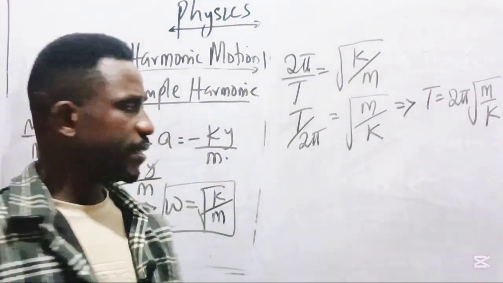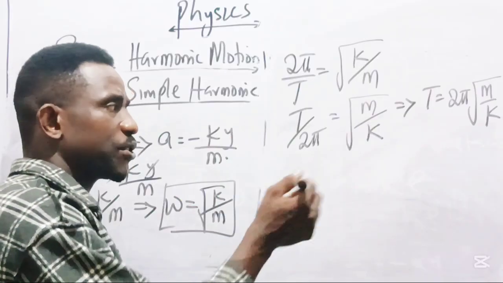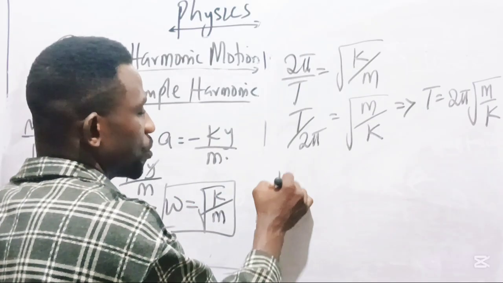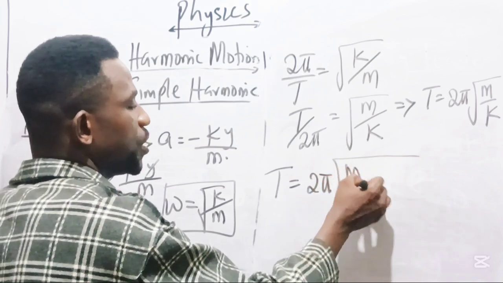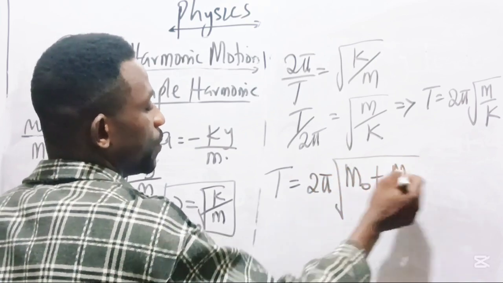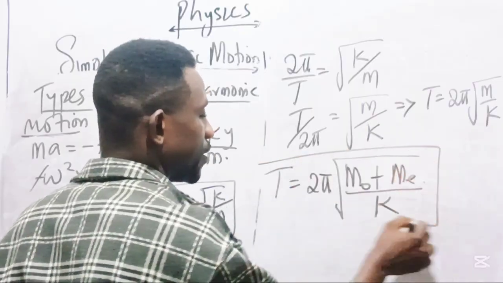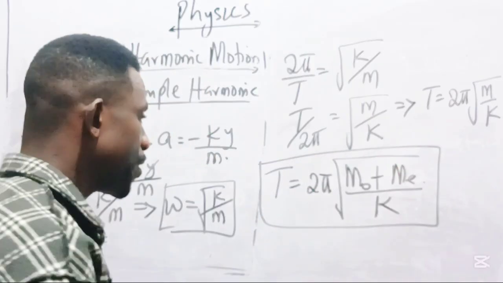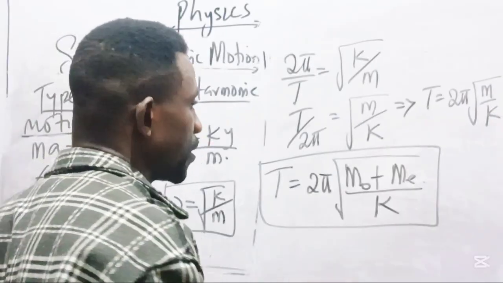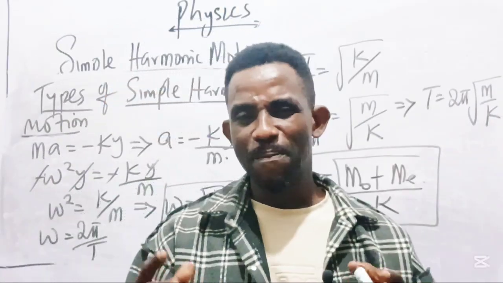That does not end there. Now, when we have the mass of the spring, the initial mass of the spring, and the mass of the body that is attached to it, we have T is equal to 2 pi square root of the original mass of the spring plus the mass of the extended body, all over k. So we can have this as the period of an oscillating loaded spiral spring. All right. So the next in line is the compound pendulum.